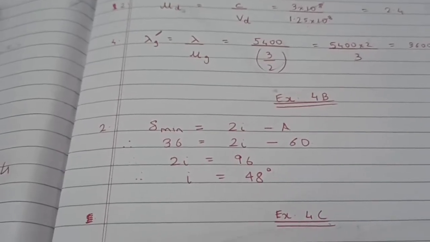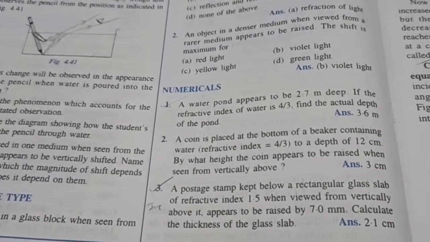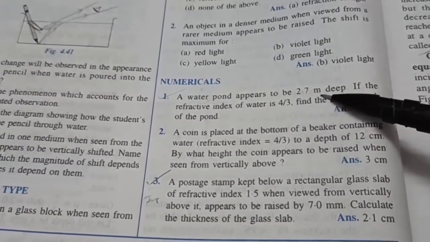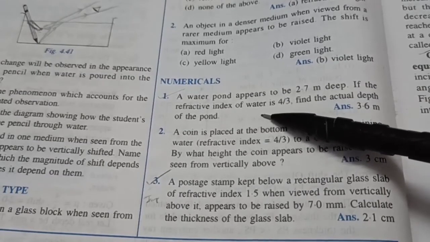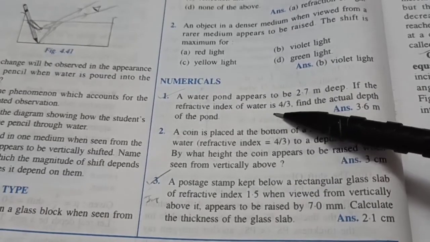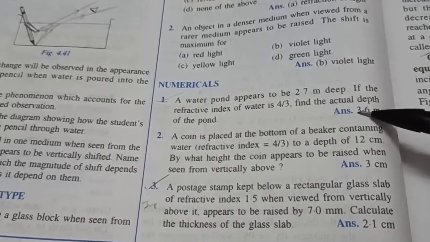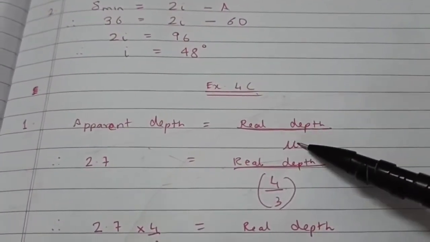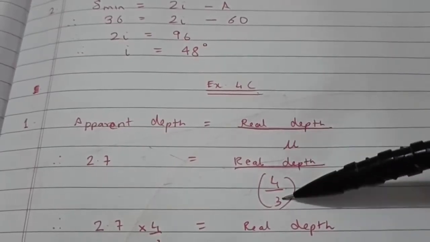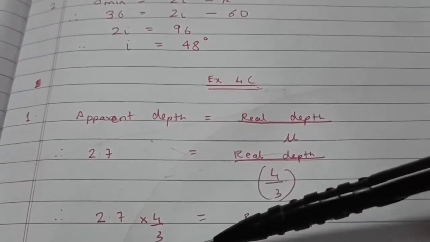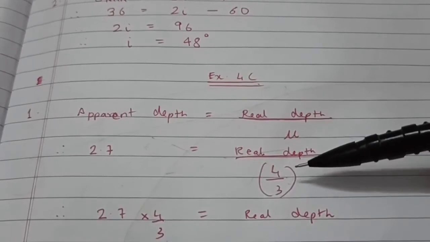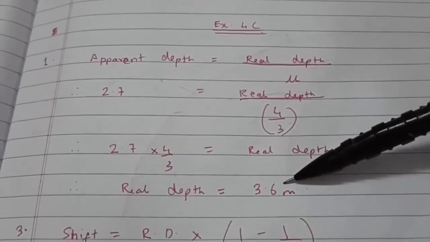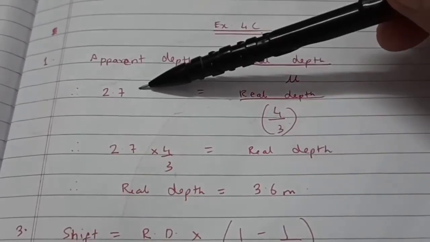Next, exercise 4C. Let's do the first and the third sums. In the first sum, it appears to be 2.7 meters deep. Appears means that's the apparent depth. And the refractive index of water is given. We have to find the actual depth or the real depth. So the direct formula is this. We substitute the values. 4 upon 3 goes here and becomes 4 upon 3. No, we don't reciprocal this. Calculate properly. And we get the real depth as 3.6 meters, which will definitely be greater than 2.7. That's common sense.